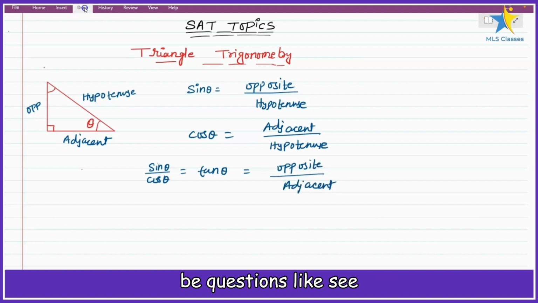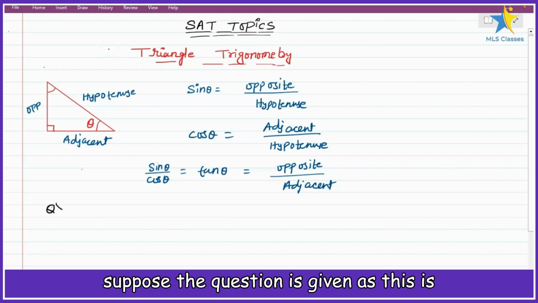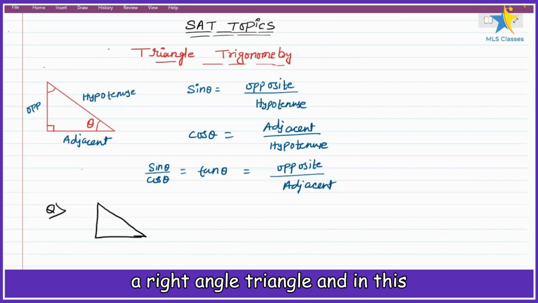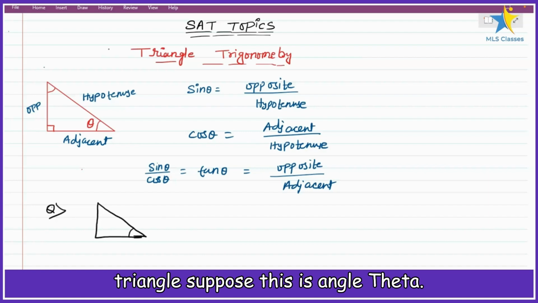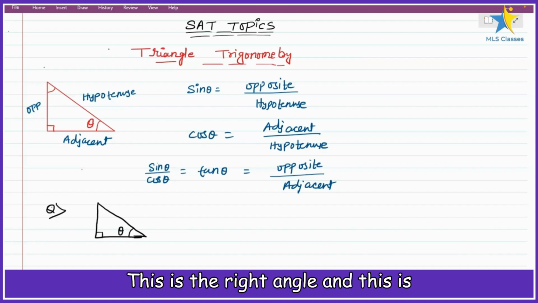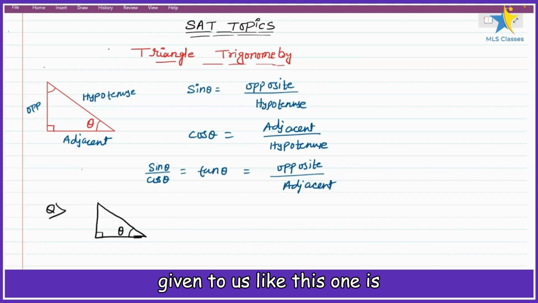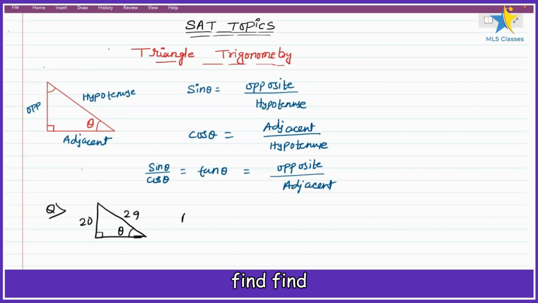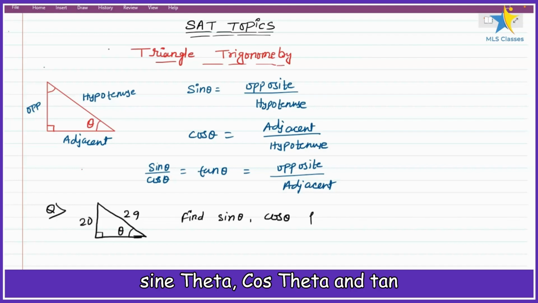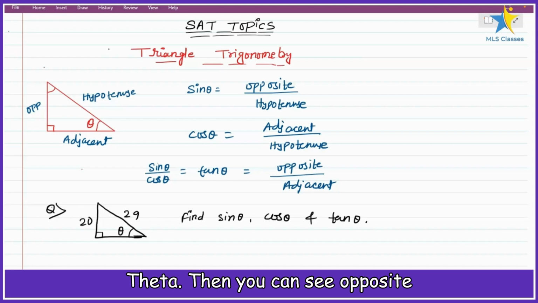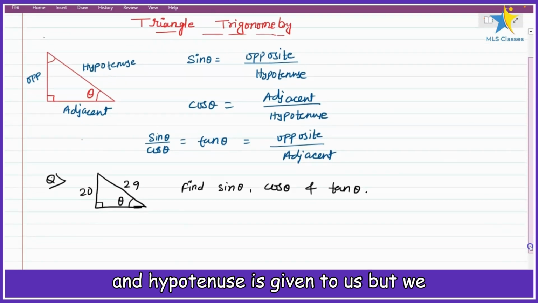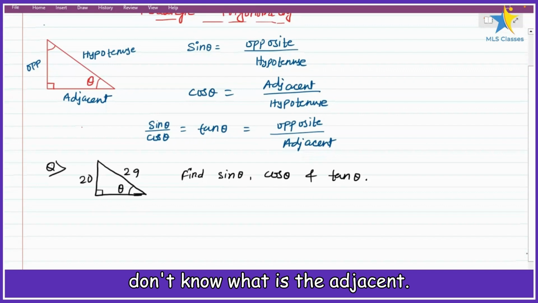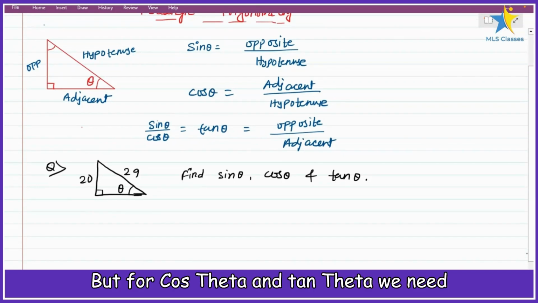Now there can be questions like this: suppose this is a right angle triangle, this is angle theta, this is the right angle, and this side is given as 20, this is given as 29, and we need to find sine theta, cos theta and tan theta. Then you can see opposite and hypotenuse are given, but we don't know the adjacent. For cos theta and tan theta we need the adjacent.